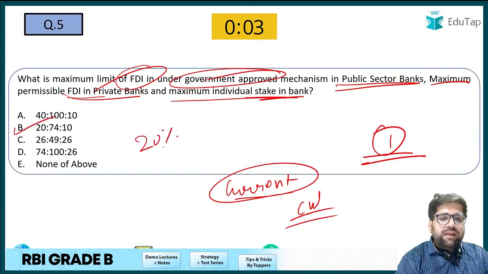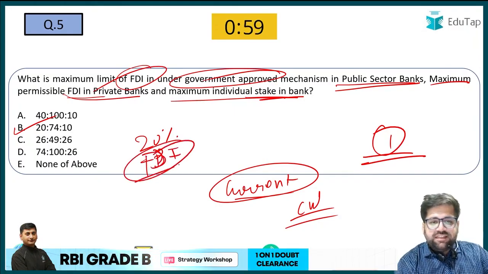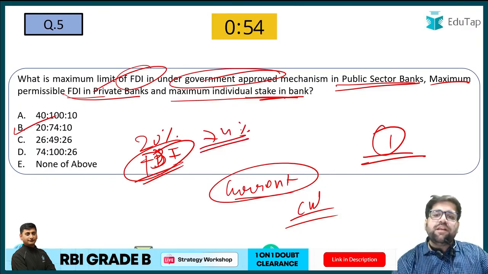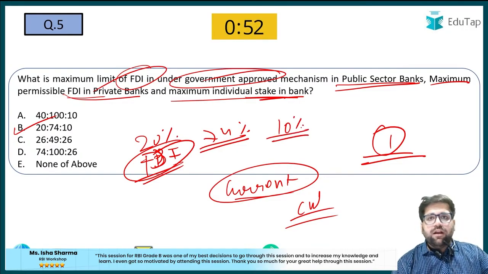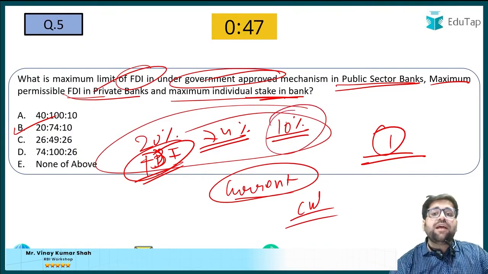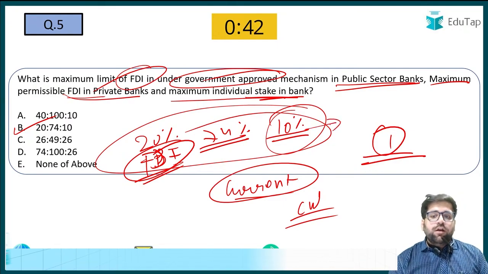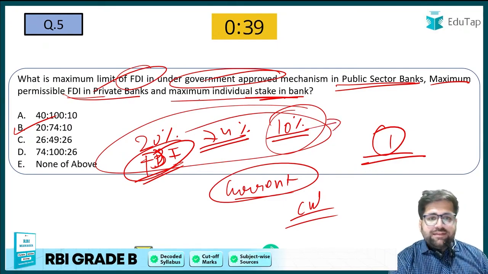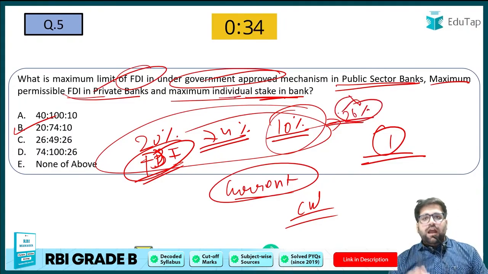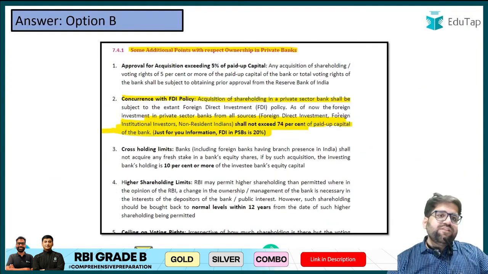If you see, public sector banks can have a maximum FDI of 20%. The same goes for 74% for private banks. An individual person can hold a maximum stake of 10% in a bank. So this is a very, very important fact. Although the internal working group of RBI is now recommending that the portion held by an individual be increased to 26%. But again, this is not finalized, it is under discussion only. So yes, the correct answer will be option B.